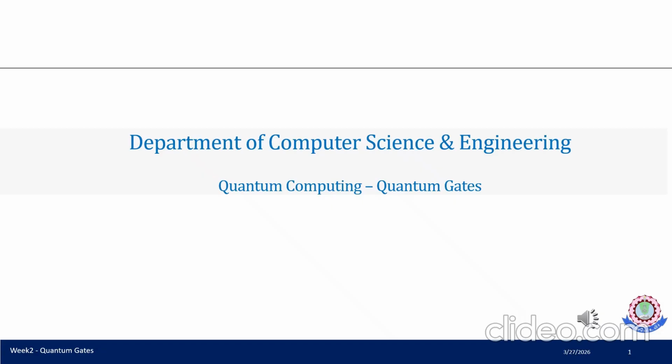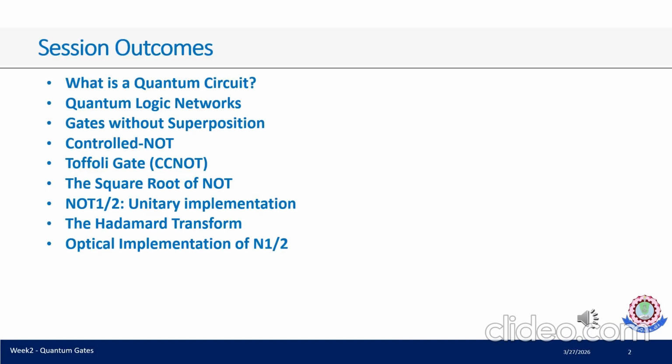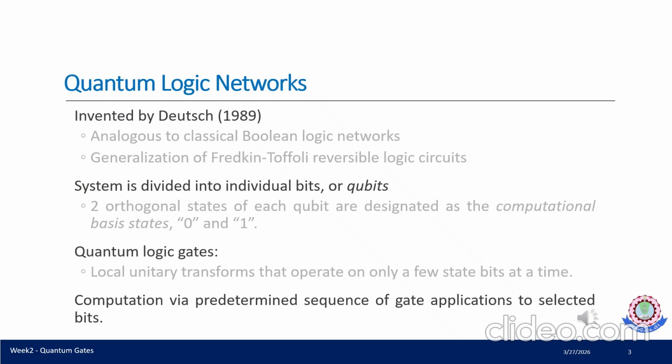So in this session, we are going to discuss quantum gates. In week 2, these are the session outcomes: what is a quantum gate, quantum logic networks, gates without superposition, controlled NOT, Toffoli gate, and square root of NOT, the square root of NOT unitary implementation, Hadamard transform, and optical implementation of square root of NOT.